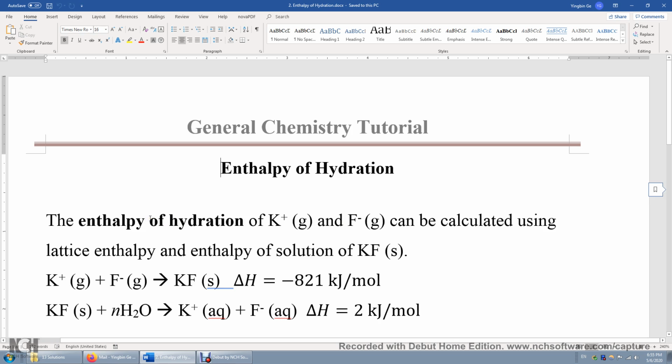And I will show you how to calculate the enthalpy of hydration of K+ and F- by using the lattice enthalpy and enthalpy of solution of potassium fluoride solid. So this (g) means gas phase. And when you see this gas phase, that means this K+ is far away from any other ions. There's no attraction or repulsion.